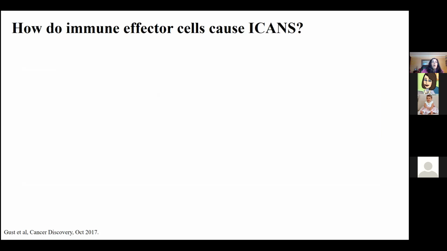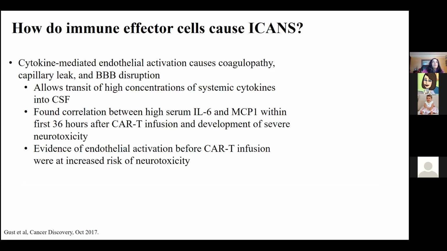So what do we know about ICANS? How do immune effector cells cause ICANS? We think that this is a cytokine-mediated process, so it's sometimes associated with cytokine release syndrome, but sometimes it isn't, or at least sometimes we see it without the presence of a clinical diagnosis of cytokine release syndrome. And we think that it's due to cytokine-mediated endothelial activation, which then causes blood-brain barrier disruption, capillary leak, and coagulopathies.